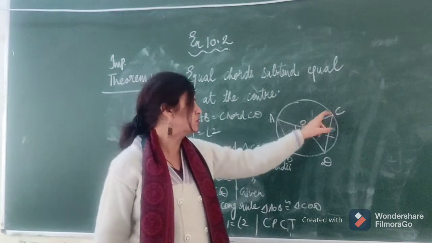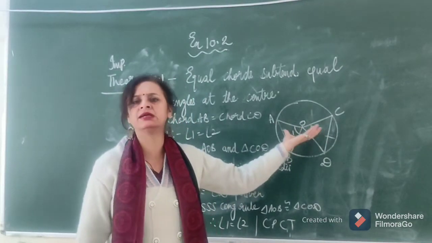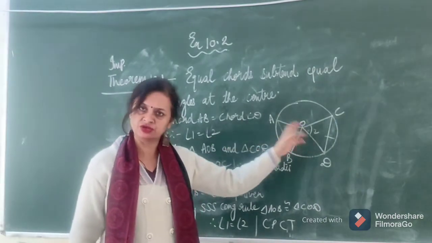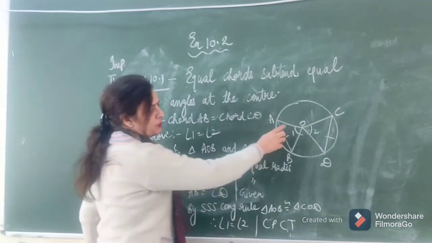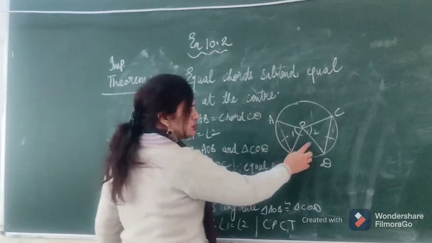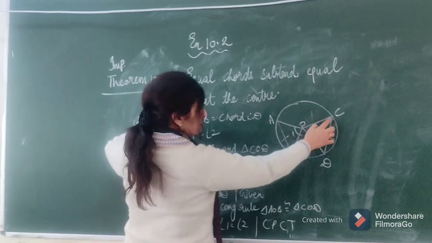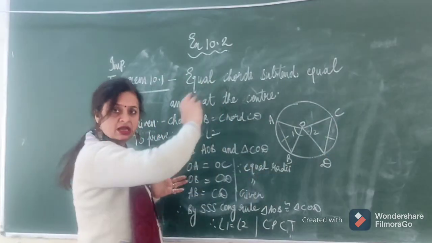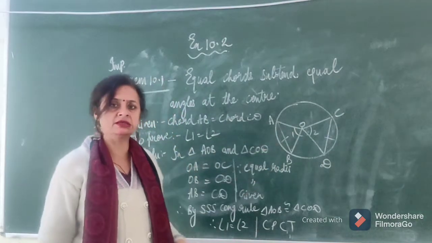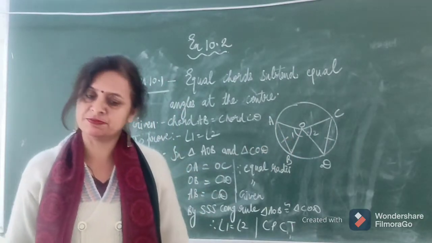Join OA, join OC, join OB and join OD. Now take these two triangles. If I prove that these two triangles are congruent to each other, then I can easily prove that angle 1 is equal to angle 2. So first of all, OA is equal to OC because they are equal radii. OB is equal to OD, they are also equal radii, and AB is equal to CD, which is given to you, as it was stated in the beginning: equal chords. So by the SSS congruence rule, the triangles are congruent to each other. Therefore angle 1 is equal to angle 2 by CPCT.